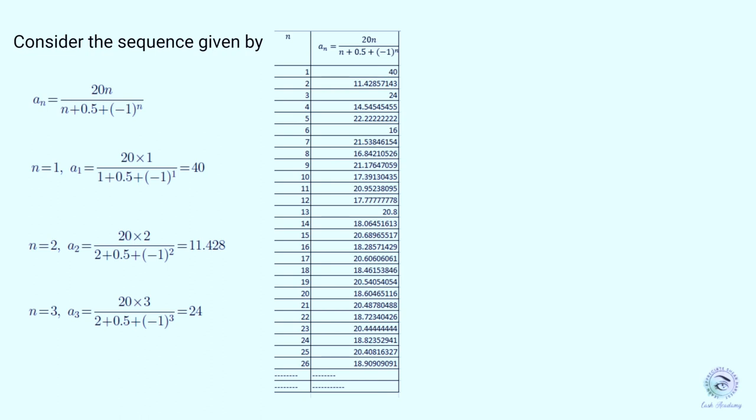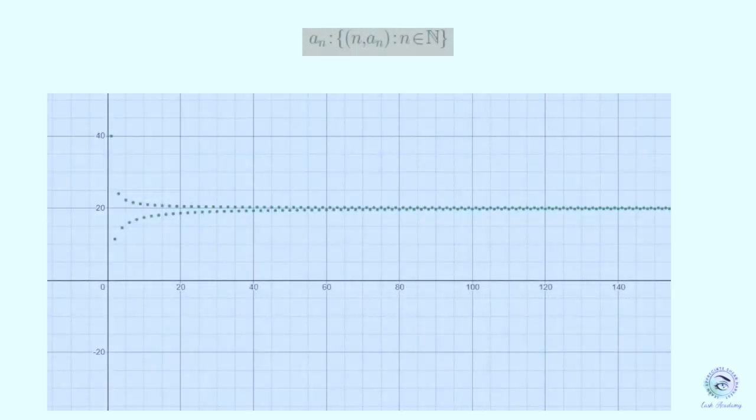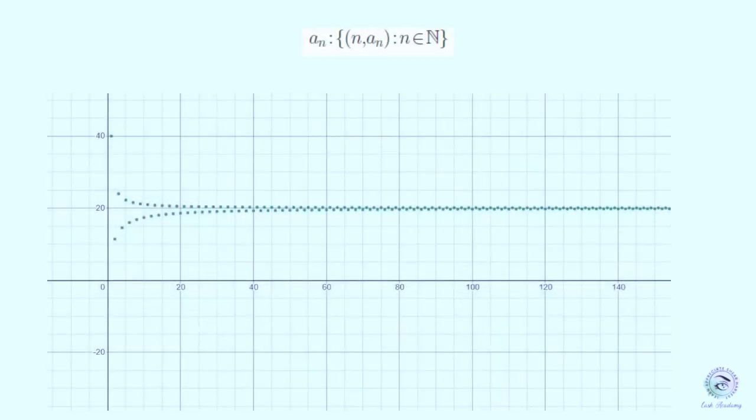Formally, a sequence can be defined as a function whose domain is the set of natural numbers. Therefore, a sequence can be shown as a graph. But the graph of a sequence is discrete. Let's look at the graph of a_n. To graph a sequence, plot each ordered pair (n, a_n). Each point on the graph corresponds to a term of the sequence.